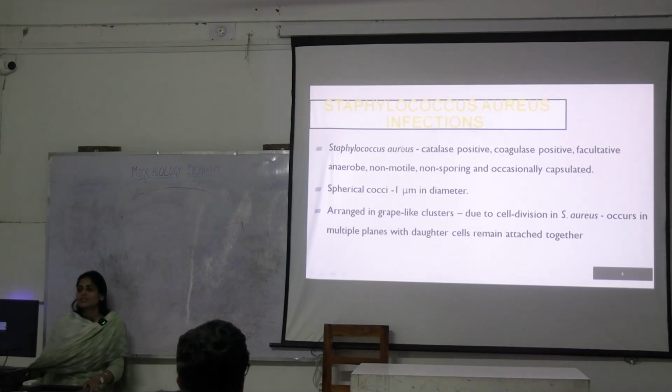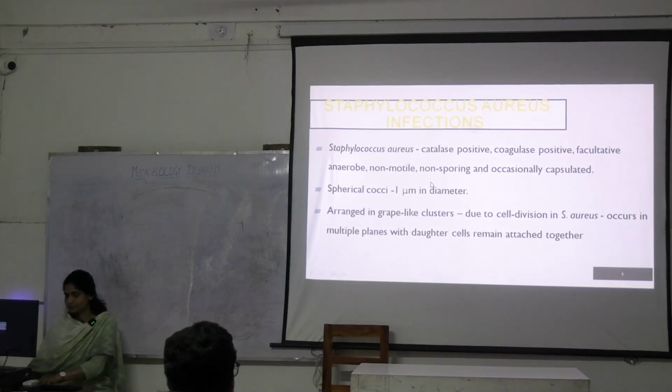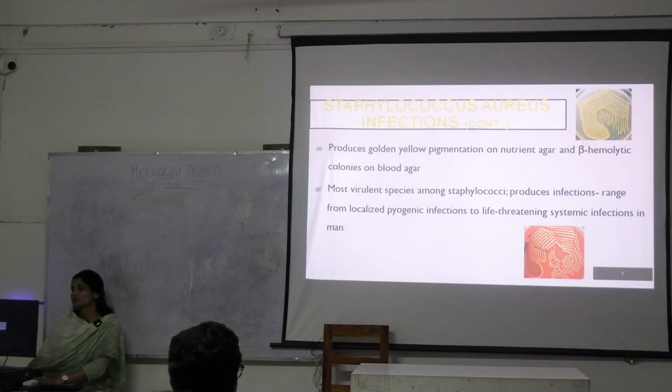So we know that staph is catalase positive, it produces coagulase, it's a facultative anaerobe, non-motile, right? It occurs in grape-like clusters, and it's about 1 micrometer in diameter. What does it produce? It produces yellow pigment on nutrient agar. This is nutrient agar. On blood agar, what will you see? Beta hemolysis, right? This clearing of the zone around the colonies. This is beta hemolysis. This is produced by which organism? Staphylococcus aureus.